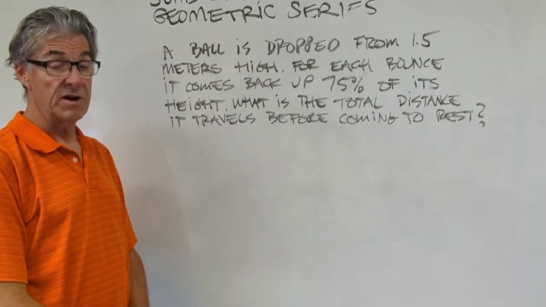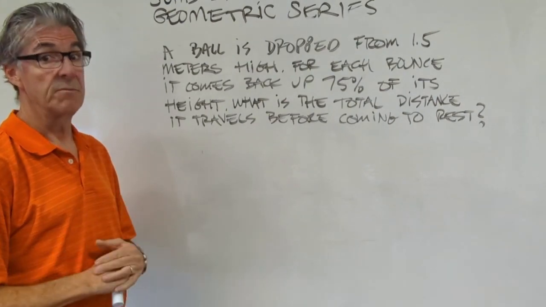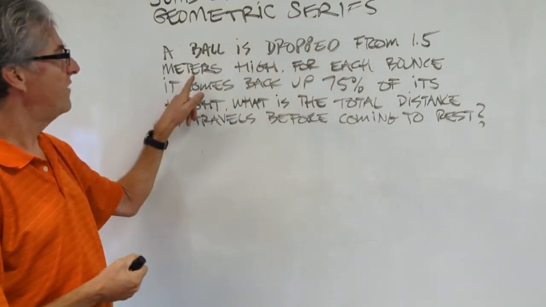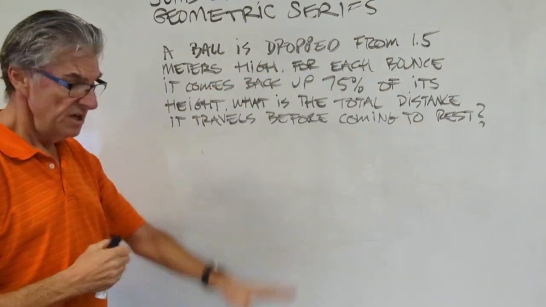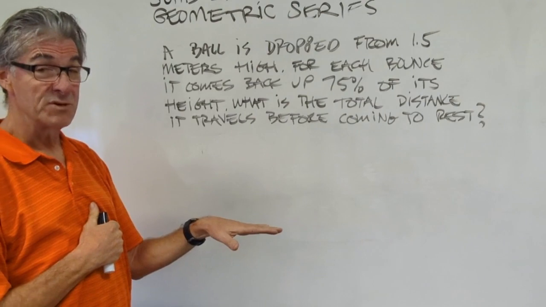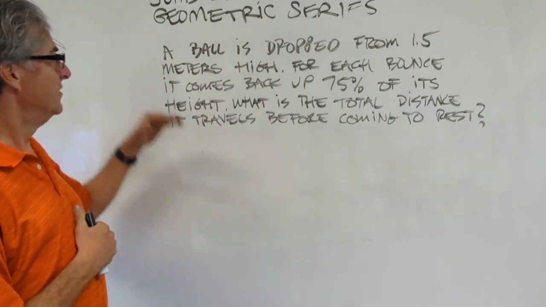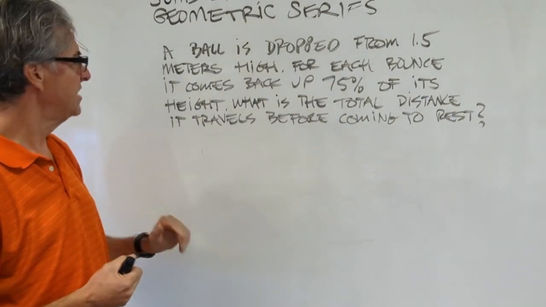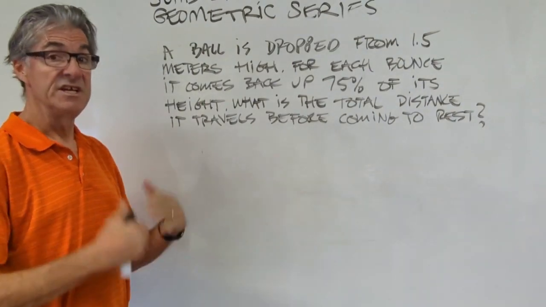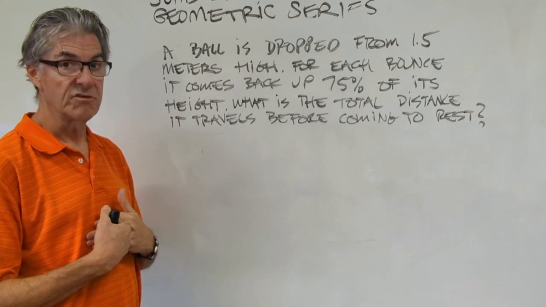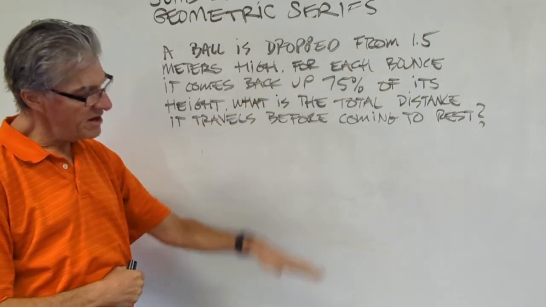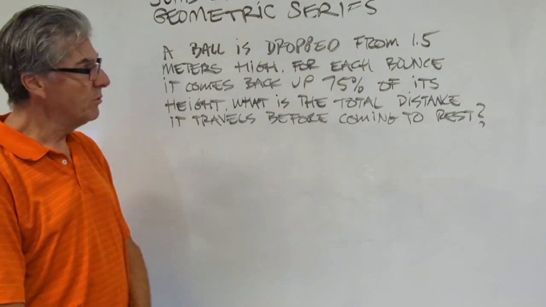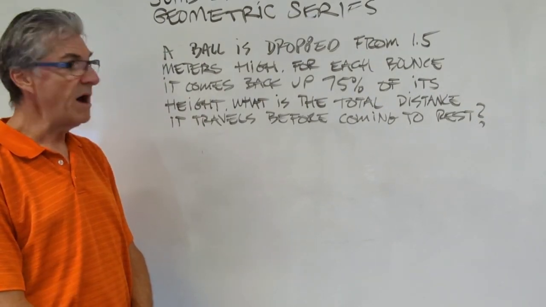Here is a word problem that relates to this topic perfectly. We're dropping a ball from a height of 1.5 meters. Each bounce, it comes back up 75% of the height that it was dropped from. So we have this ball that's bouncing and coming up lower and lower. The question is, what is the total distance it travels before it comes to rest? Each time it goes down and up, down and up, it's traveling a distance, so we want to know the total distance traveled by the ball.